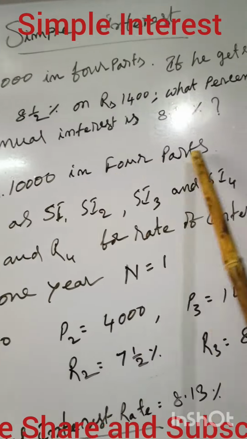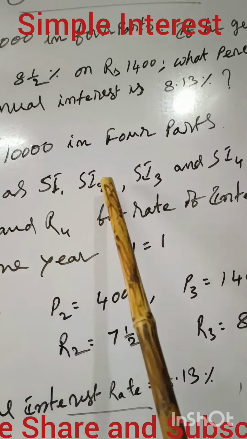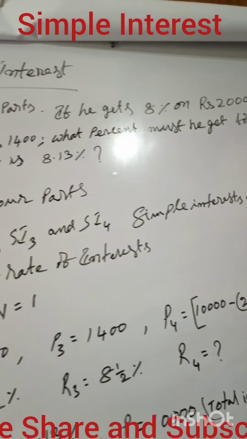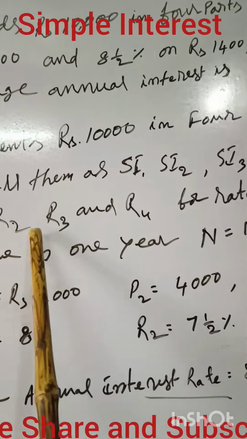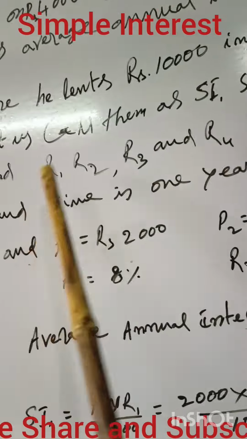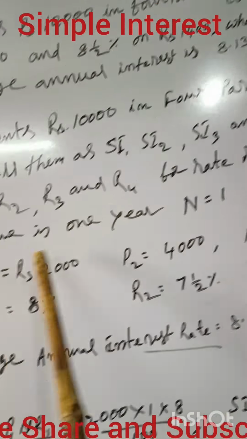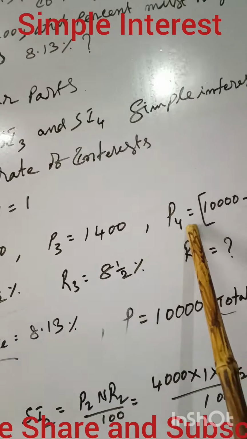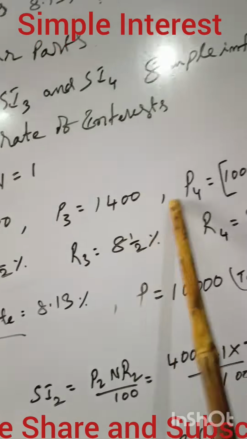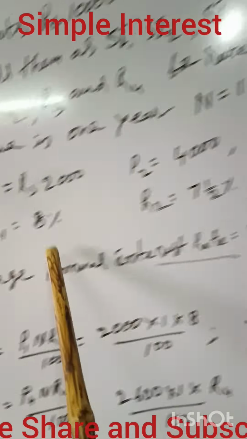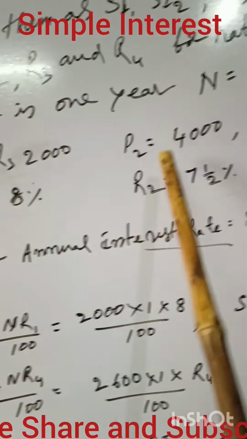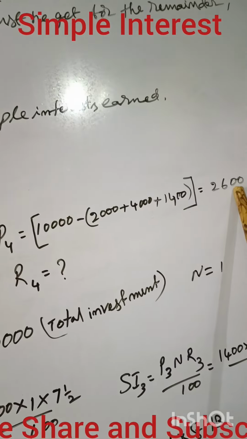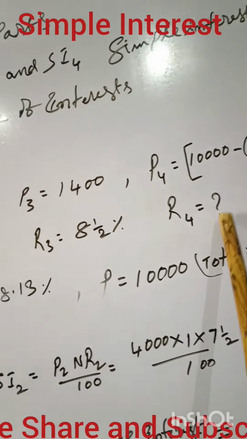Here he lends 10,000 in 4 parts. Let us call the simple interest earned SI1, SI2, SI3 and SI4, and the rates of interest R1, R2, R3 and R4. Time is 1 year for all, N is equal to 1 year. So P1 is equal to 2,000, P2 is equal to 4,000, P3 is equal to 1,400, P4 is equal to 10,000 minus these amounts, which is 2,600. The rate of interest is 2,000 at 8%, 4,000 at 7.5%, 1,400 at 8.5%. Then P4, 2,600, at what rate is given, you have to find out.